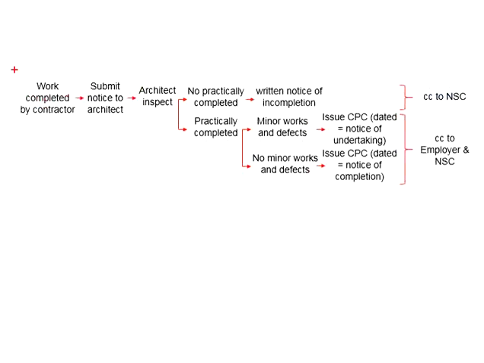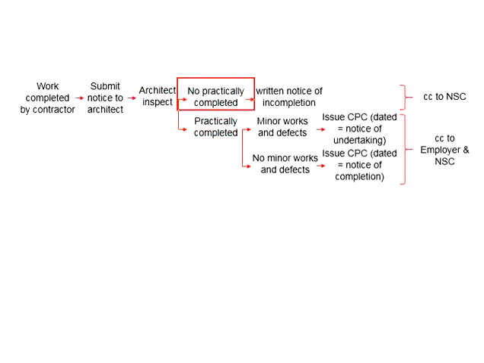It starts with the contractor completing the work. The contractor then submits a written notice to the architect. The architect will do the inspections. There are two possible outcomes.